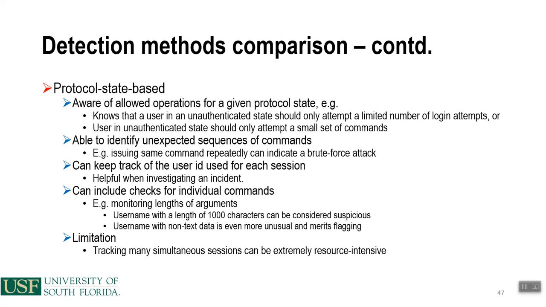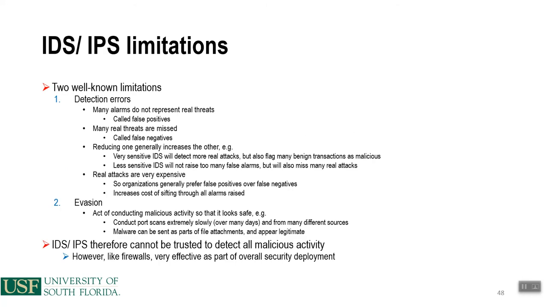Now, the limitation is that tracking many simultaneous sessions can be very resource intensive. So there are many limitations associated with IDS and IPS. The two well-known limitations are detection errors. Many alarms actually do not represent real threats. These are called false positives. And many real threats are missed. These are called false negatives. And reducing one generally increases the other.